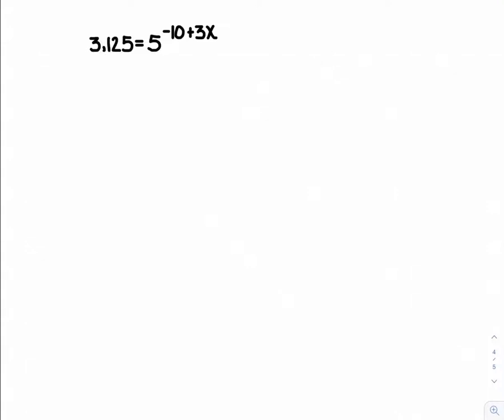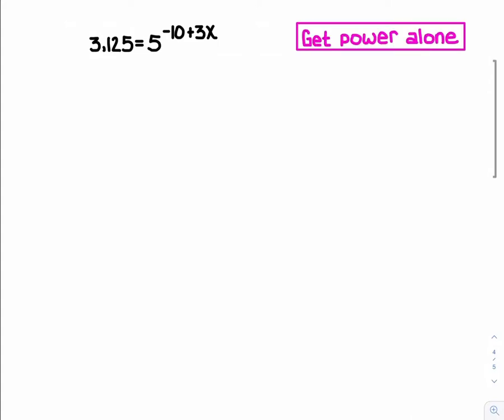To solve this equation that contains a variable exponent, I'm going to use a method that I would call convenient base. When you have a variable exponent, to get at that variable exponent, it's going to involve logarithms. But before I can use the convenient base method, you want to make sure that the power is alone. A power has a base and it has an exponent. So here we have 5 to the negative 10 plus 3x.